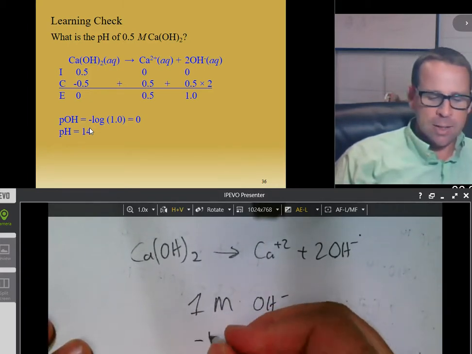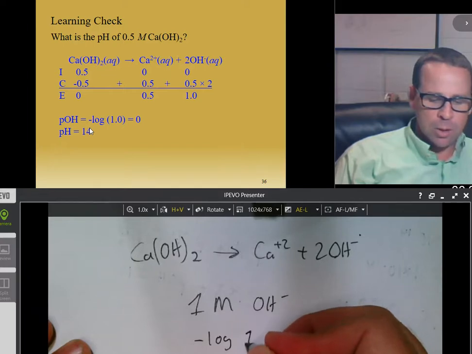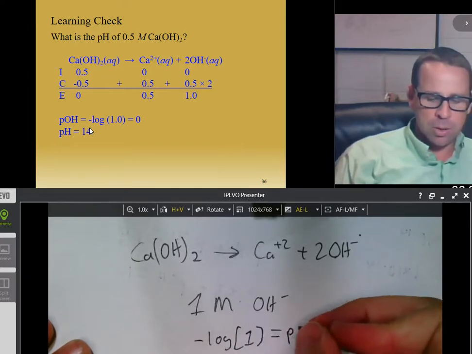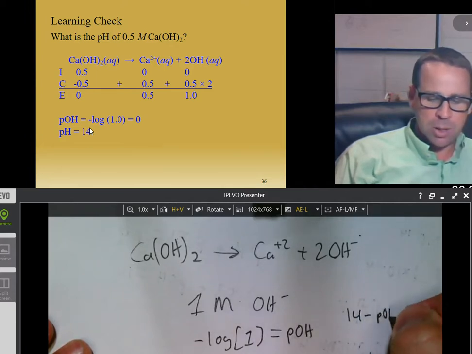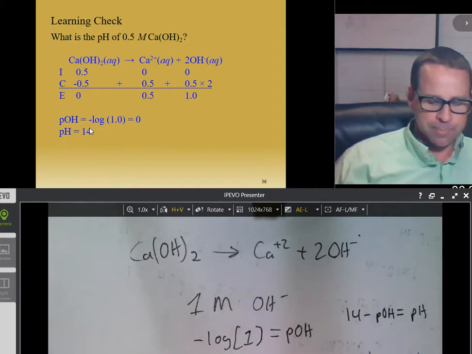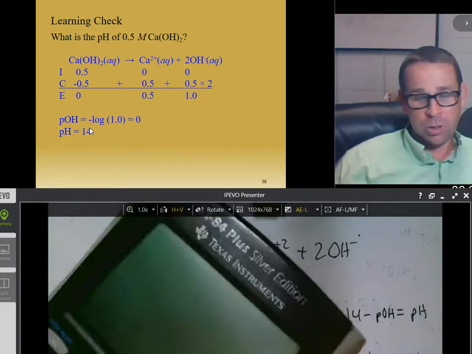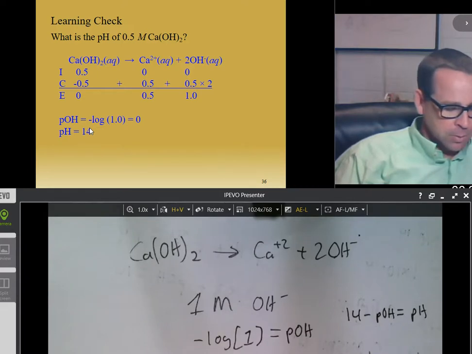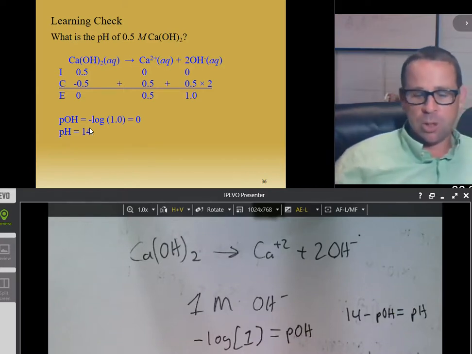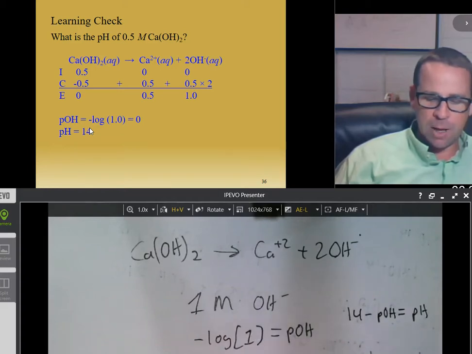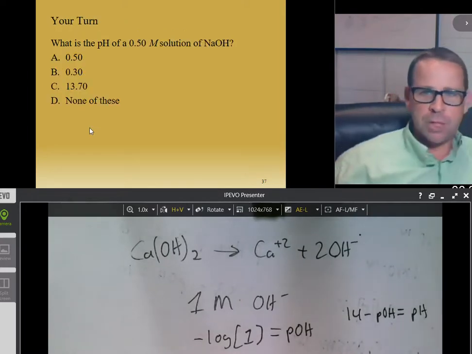All right? So if I take the negative log of the 1, which is the hydroxide ion concentration, that will give me the pOH. And then 14 minus the pOH should equal the pH. So if you had not recognized that it was 1 molar and you just took the 0.5, you take the negative log of 0.5, that would be the pOH, and then 14 minus that. So you might have gotten a pH of 13.7 instead of 14 if you only took the 0.5 molar hydroxide ion. Okay, next. See if you can figure this one out.